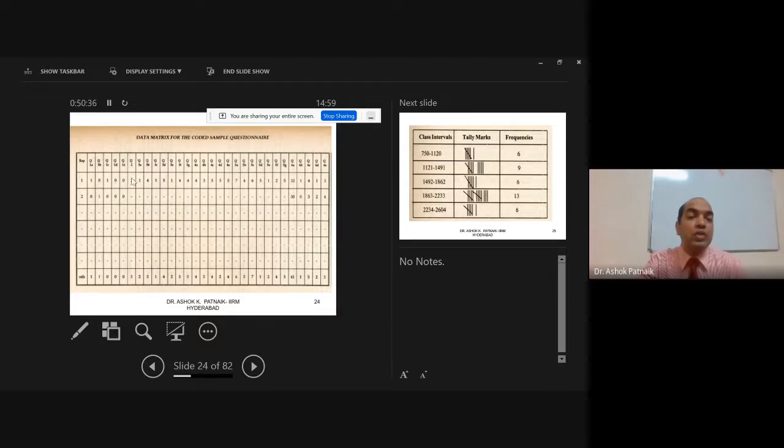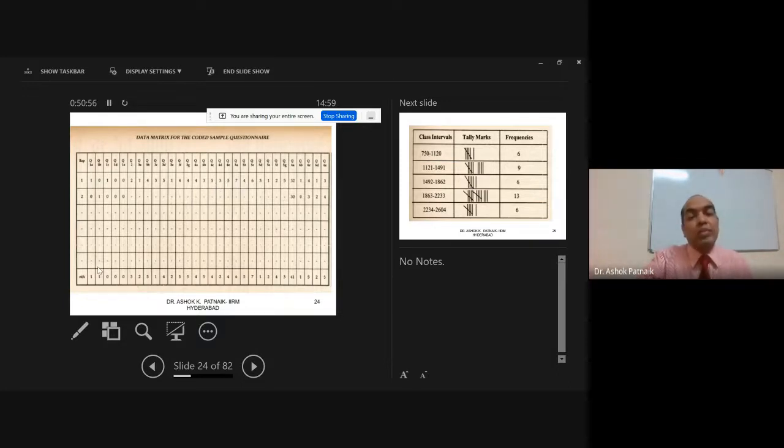Similarly, question 2 has 2 options, 1, 2. If he has chosen male or female, male is 1, female is 2, so if he has chosen female, you write 2, right? And similarly, other options are there. So wherever there are many options, you can choose 1, 2, 3, 4, 5, or you can choose 0, 1, 0, 0, 0, like that.